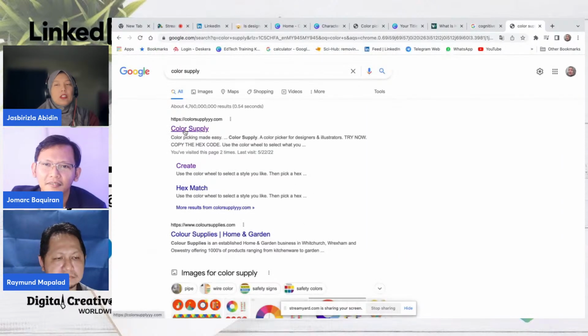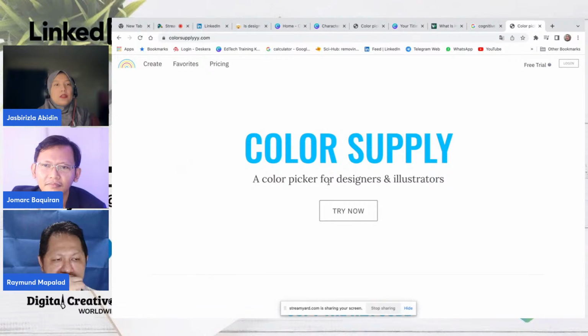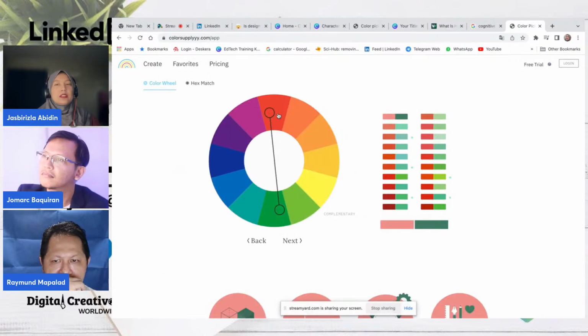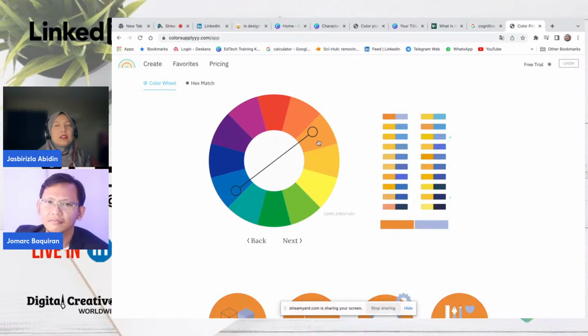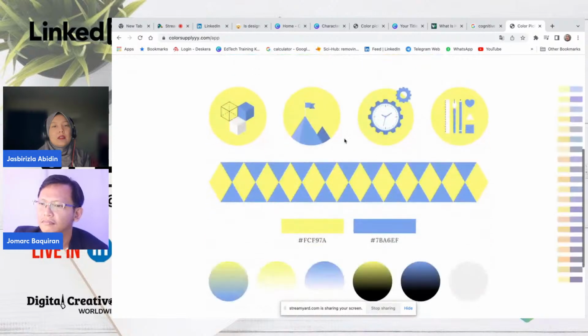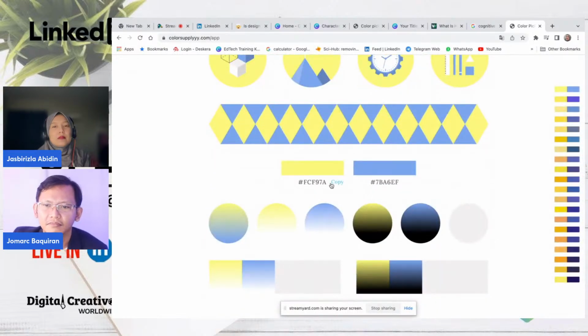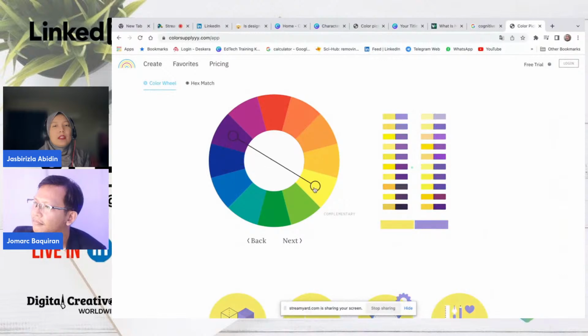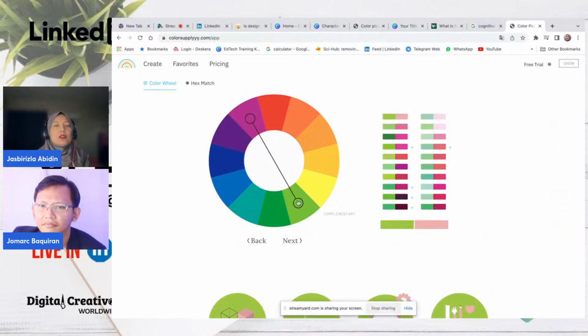So this Color Supply helps you decide the theme of your slides by just rotating, you see, and then you can look at the colors, like color code, copy it, and use it to design your learning materials.